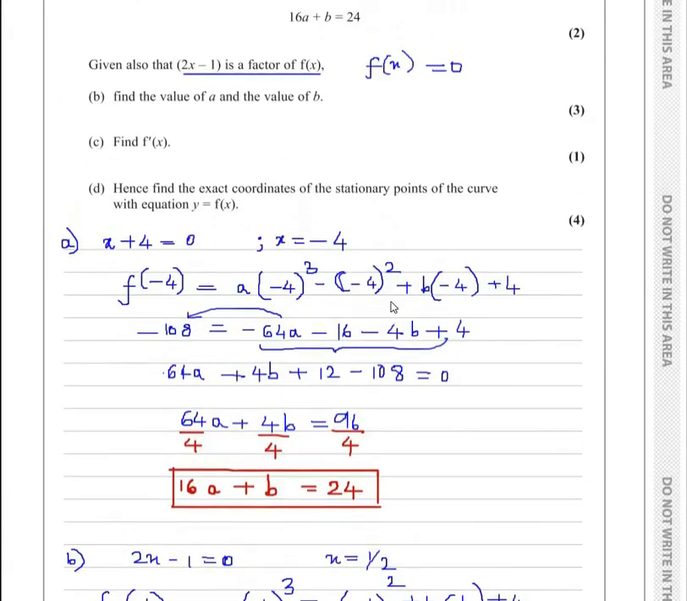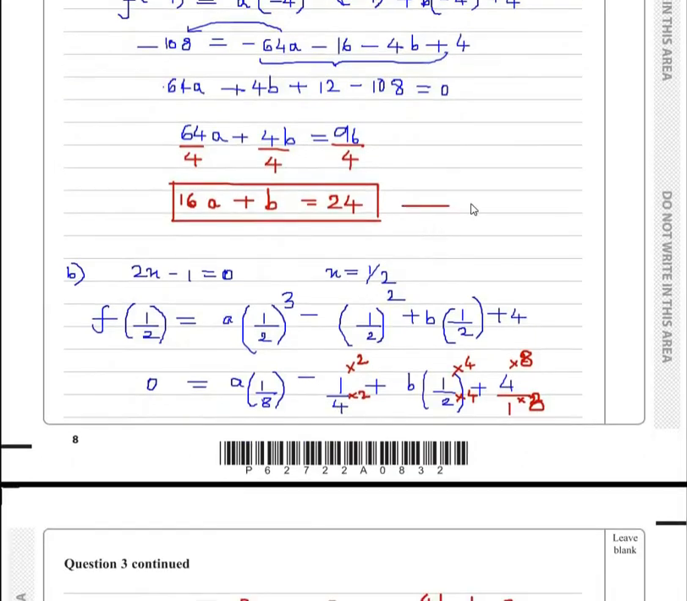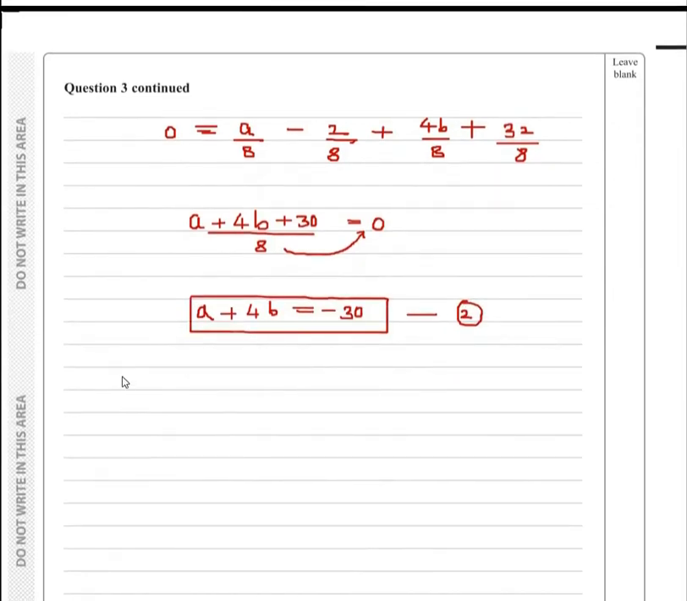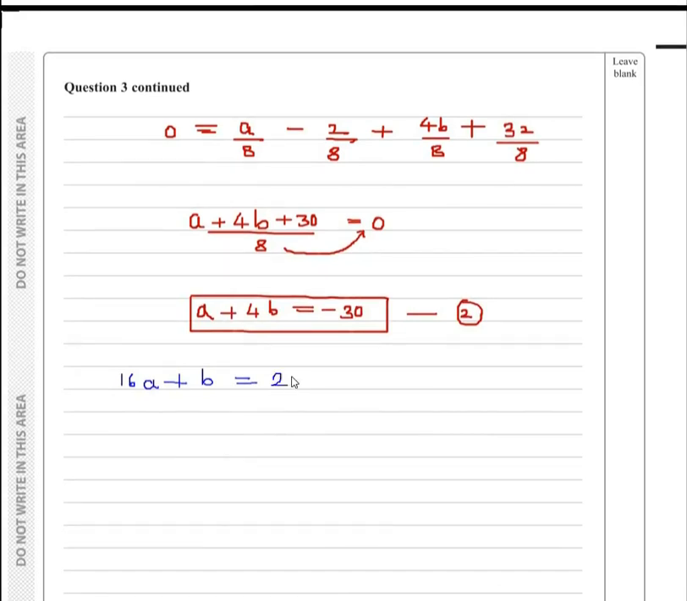So the question is asking us to find the values of a and b. We have to make use of the first equation which we got here. Let us take this as equation 1, 16a plus b equal to 24, and this as equation 2. We have to use simultaneous equations here to get the values of a and b. So our first equation was 16a plus b is equal to 24, and our second equation is a plus 4b equals negative 50.